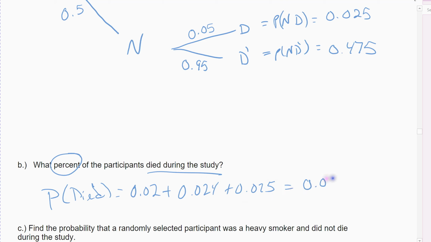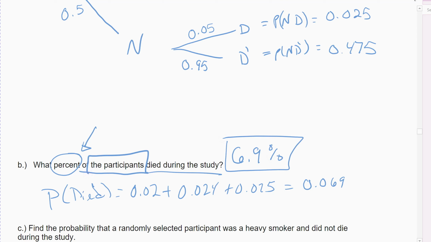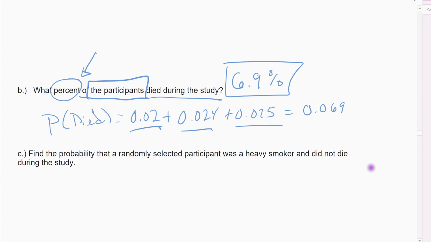When we add them up, 0.069, remember we want a percent. So that's almost 7% of the people in the study. All right, 6.9% of that's out of everybody, out of all of the participants, out of the universal case, out of everybody who participated, 6.9% of them died during the 5 years. Some of them were heavy smokers, some of them were light smokers, some of them were non-smokers. Right, that's everybody who died.